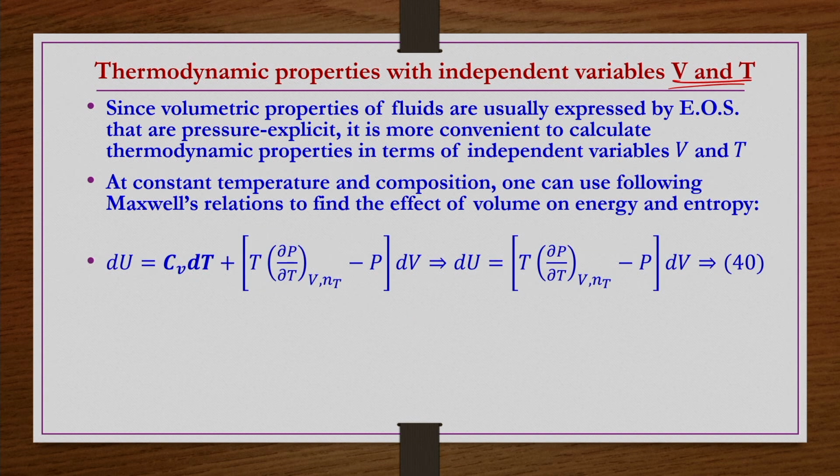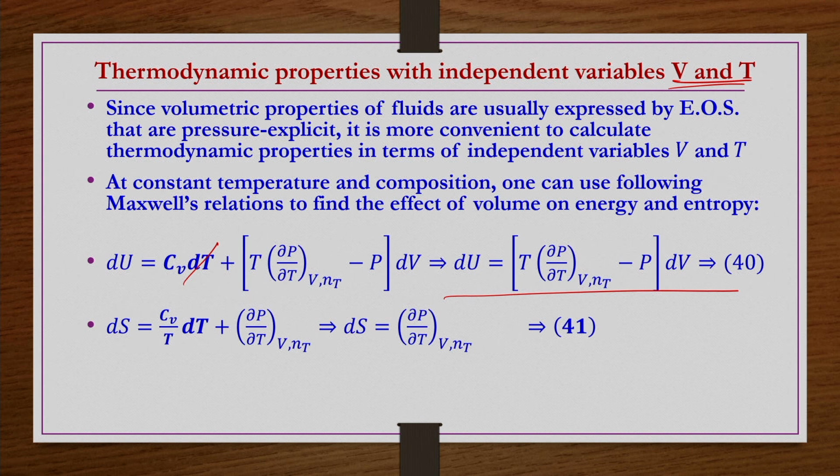So, this is one of the Maxwell relations, but we are taking constant temperature. So, dU is equal to T (∂P/∂T) at constant V, N_i minus P dV, that is what we have. Similarly, dS is equal to Cv/T dT plus (∂P/∂T) at constant V, N_i, but again we are doing these calculations at constant temperature and composition. So, dT is 0, and dS is equal to (∂P/∂T) at constant V, N_i. Now if you integrate these equations you can get the energy of the system and then the entropy of the system.